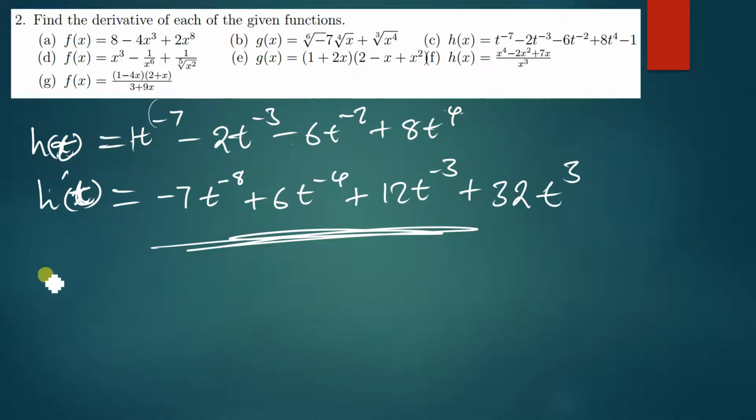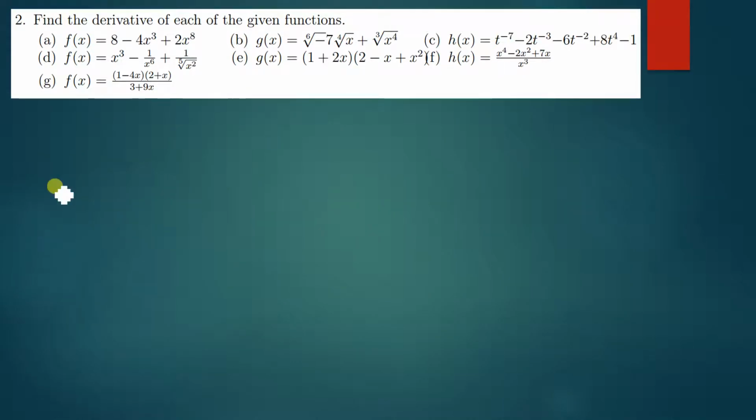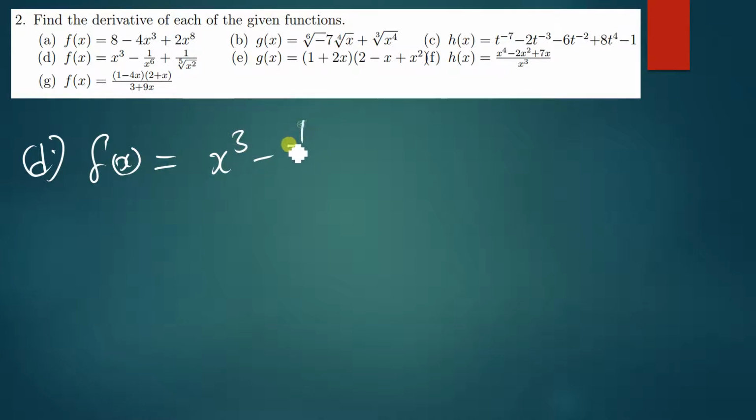So we move on to d. So d is also straightforward. It's f of x being equal to x to the power 3 minus 1 over x to the power 6 plus 1 over the 5th root of x squared. So let us just arrange this question in a format that will help us to differentiate.